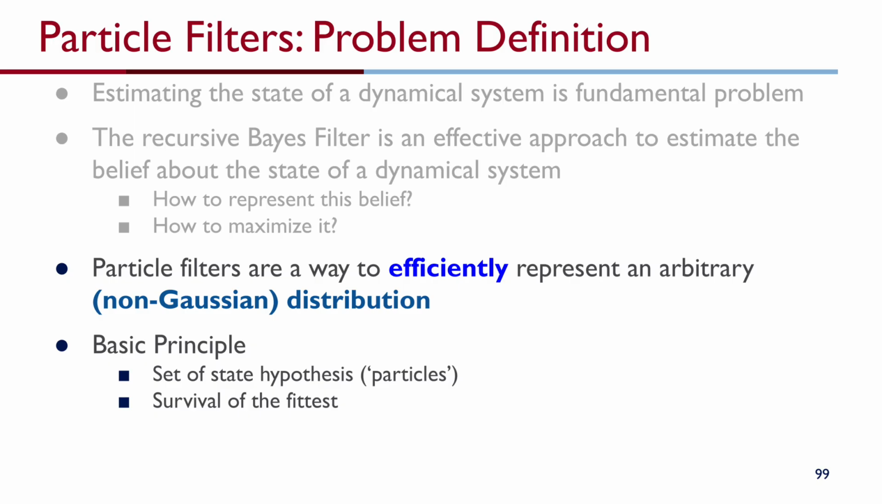Another key idea is survival of the fittest. Particles that better explain the observations survive and multiply, while poorly performing particles disappear. This mechanism is similar to evolutionary strategies or genetic algorithms and allows us to concentrate limited computational resources on the most promising regions of the state space.